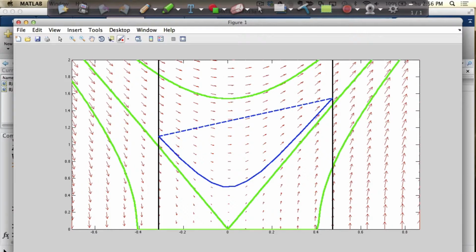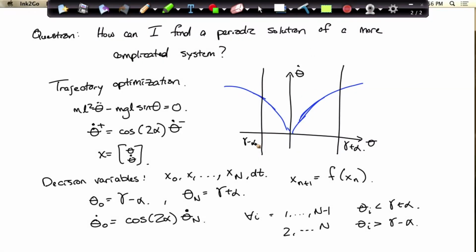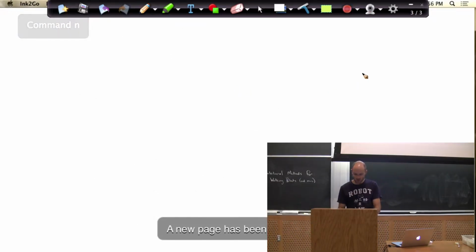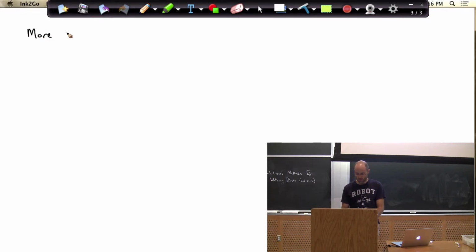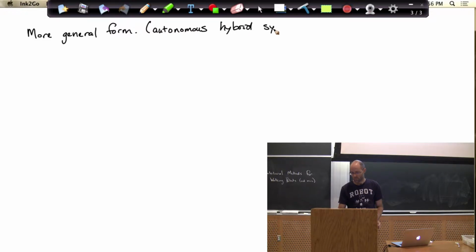All right, so let's generalize it a little bit to make it work for something that's not always at gamma minus alpha to gamma plus alpha. There's a slightly more general picture you need to have in your head when we talk about systems with impacts like this. The more general form, and this might be too general, might be general to a flaw, is an autonomous hybrid system.